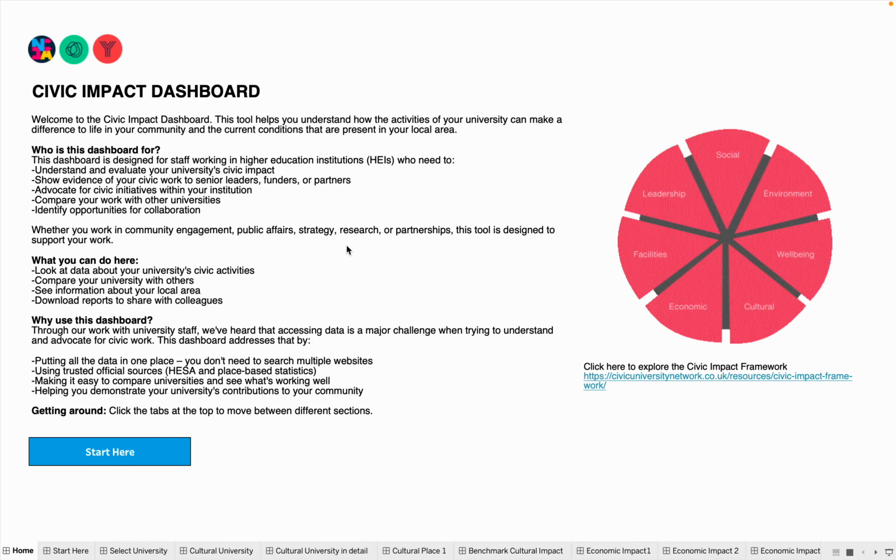So this is the landing page of the dashboard. Here you can see the general information about who this dashboard is for, what you can do here, why use this, getting around, and also the Civic impact framework is represented here. These are the different domains that we have used in this dashboard. And if you click here, you can look at detailed information about the framework.